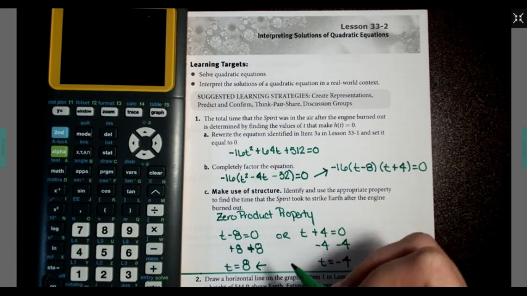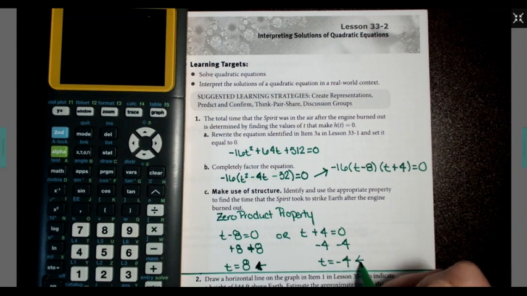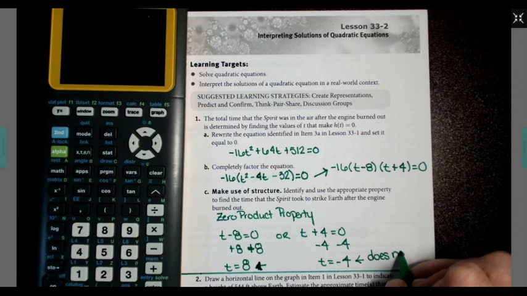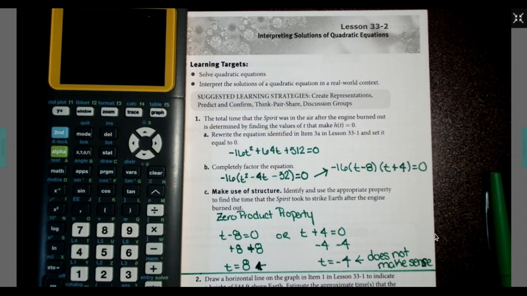t equals 8, and this actually falls in my reasonable domain. t equals negative 4 does not make sense. Can't have negative time. All right. On the next slide, you will see a debriefing question. Go ahead and finish copying this down before you move on to the next slide.